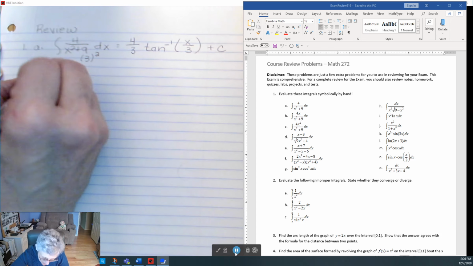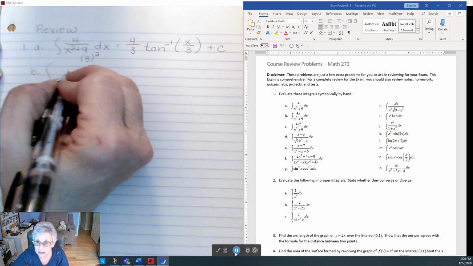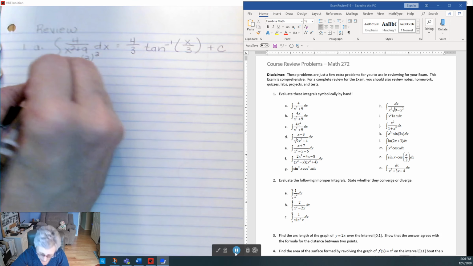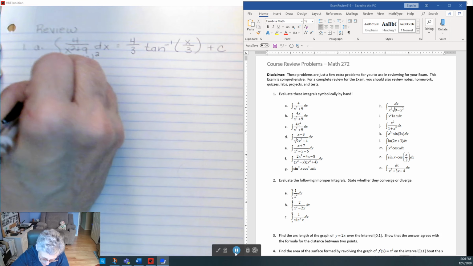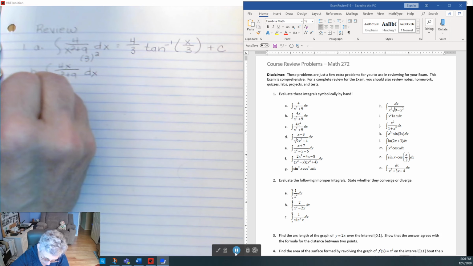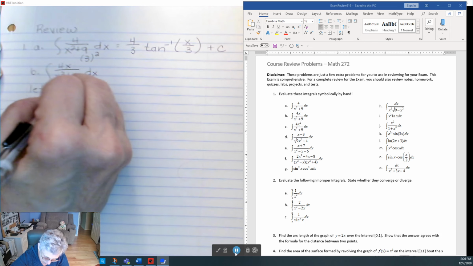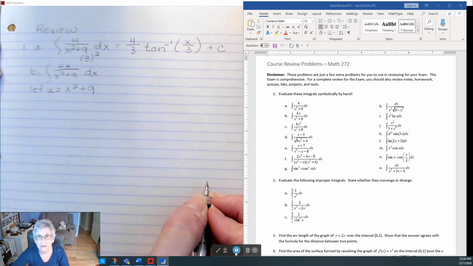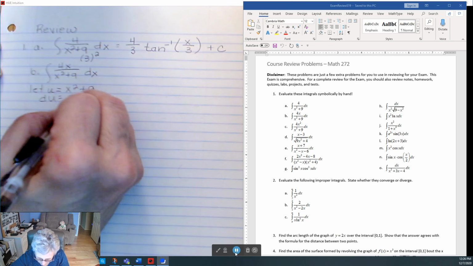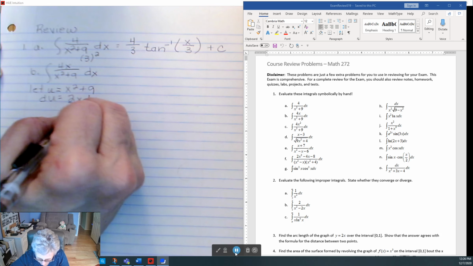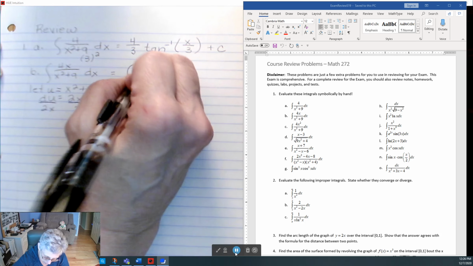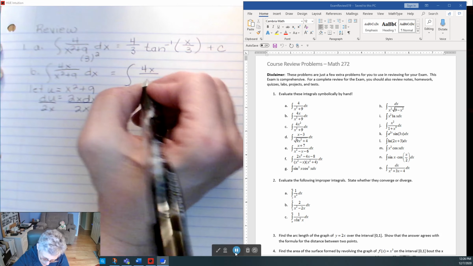B looks almost exactly like A, except B is definitely a u substitution problem because we have the x sitting on top. That way, when we let u be equal to x squared plus 9, the magic will happen. Du is 2x dx. So we still have 4x sitting on top.